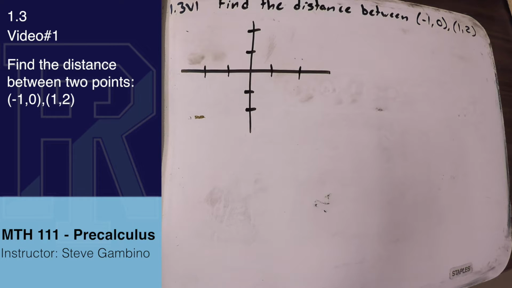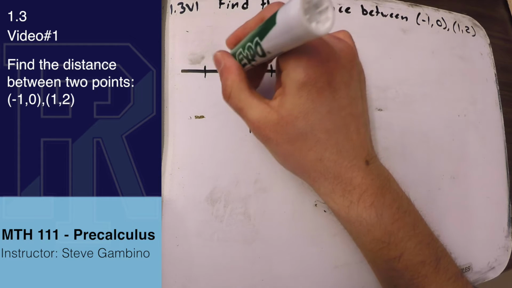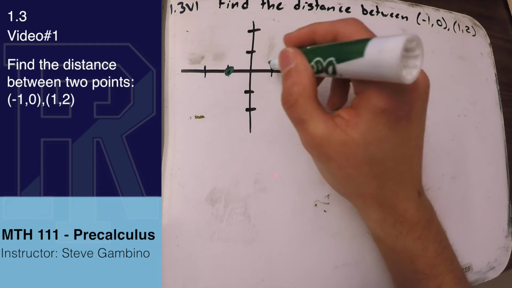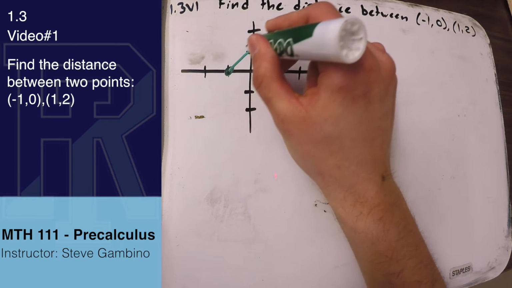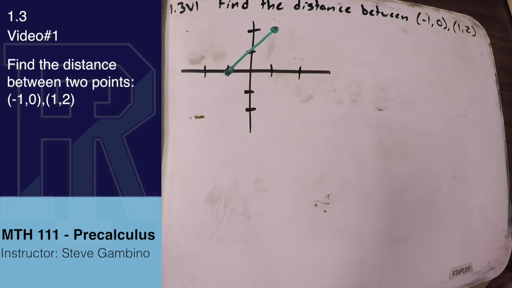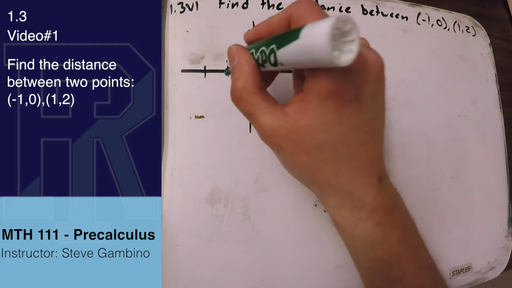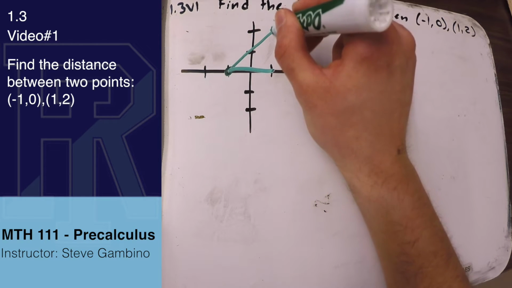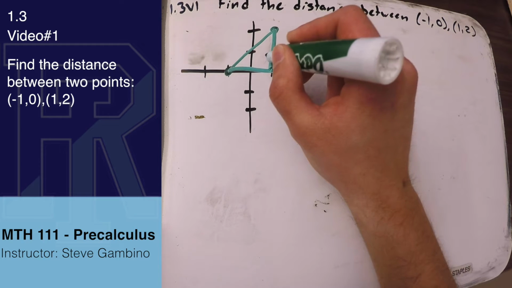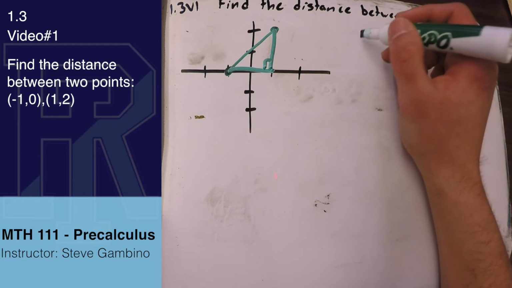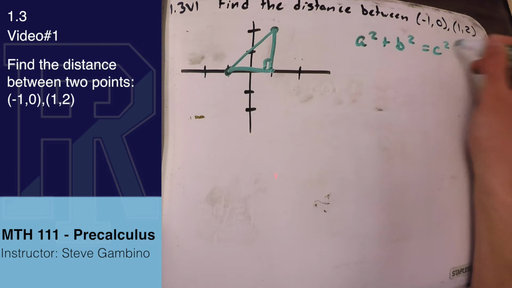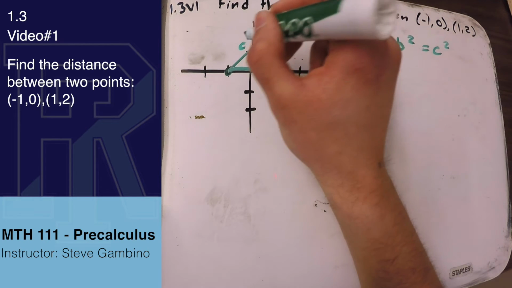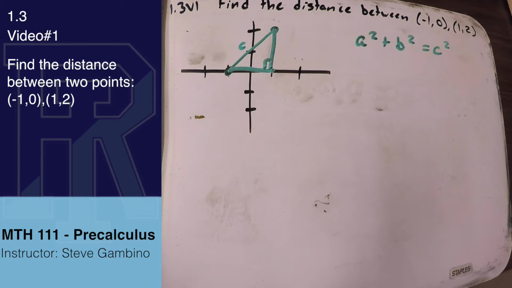If we were to graph these points, right, we have -1, 0, that's right here, and 1, 2, that's right here. Right, we know the distance between them is going to be the length of this line, and so we can create a triangle like this and use the Pythagorean theorem to help us solve for the distance. In this case, the distance will be our hypotenuse length, c.